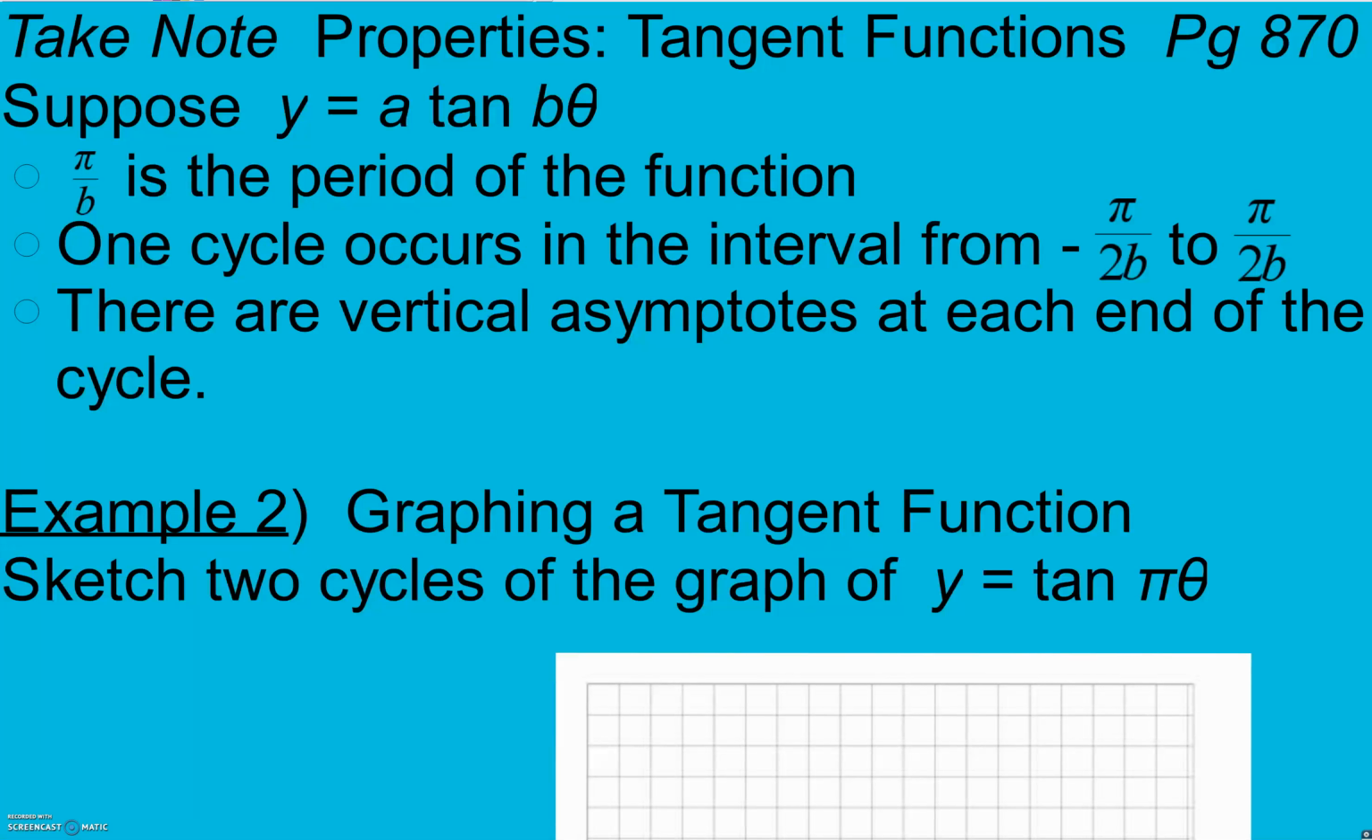That looks a little weird, guys. All they're saying is you take your period, and the center of it is at that. Half goes before, half goes after. There are vertical asymptotes at each end of the cycle. Because remember, tangent is y over x. So when x is 0, we can't divide, and it becomes undefined, which gives us an asymptote.